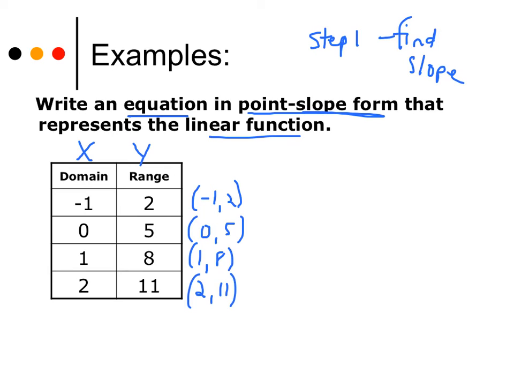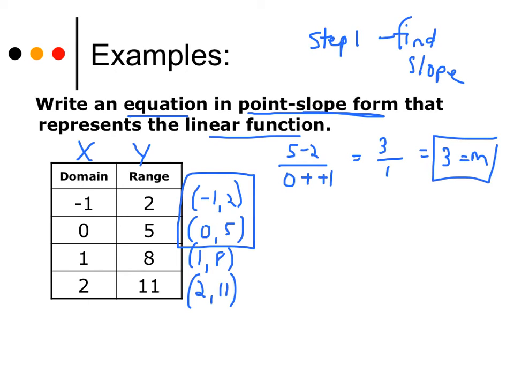So you pick any 2 points and find the slope. So I'm going to pick these 2 points because they're first. So I do 5 minus 2, that's the y's, and 0 minus a negative 1. I end up with 3 over 1, so my slope is 3.